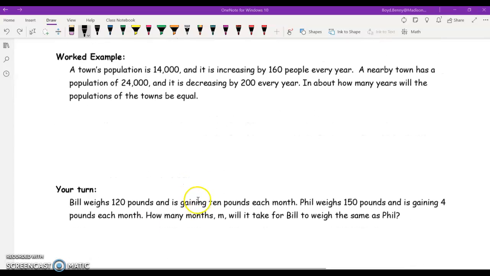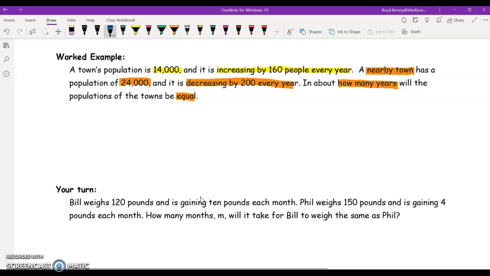Okay, let's move down to this worked example here because we need to see what it looks like when we have variables on both sides using a word problem. So when I read this, I see the town's population is 14,000 and it's increasing by 160 people every year. I've got another town that has a population of 24,000 and it's decreasing by 200 every year. And about how many years will the towns' populations be equal?